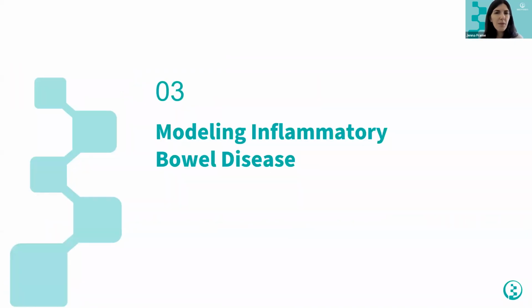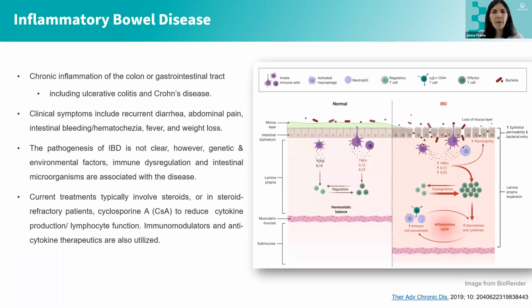So the final disease model I'll be presenting today is a model of inflammatory bowel disease. Inflammatory bowel disease refers to chronic inflammation of the colon or GI tract and includes ulcerative colitis and Crohn's disease. Clinical symptoms of IBD include recurrent diarrhea, abdominal pain, intestinal bleeding, fever, and weight loss.